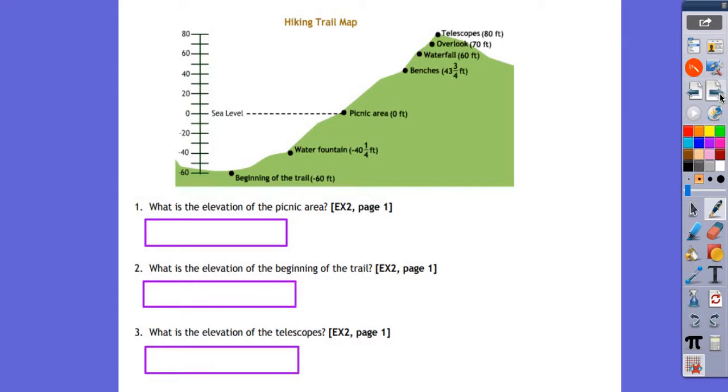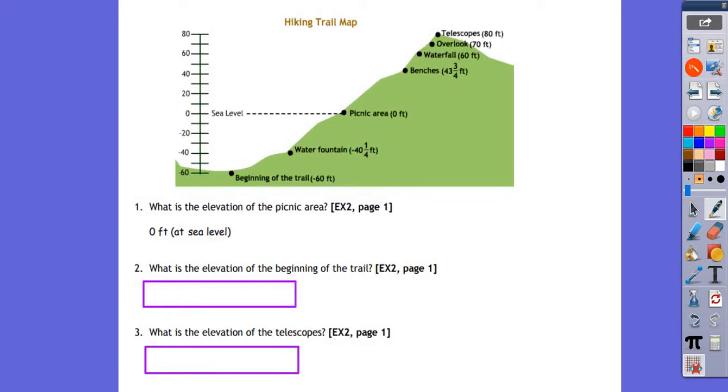What is the elevation of the picnic area? 0 feet. So that means what? What does 0 feet mean? It's at sea level. Good. 0 feet means it's at sea level. So that's number 1.